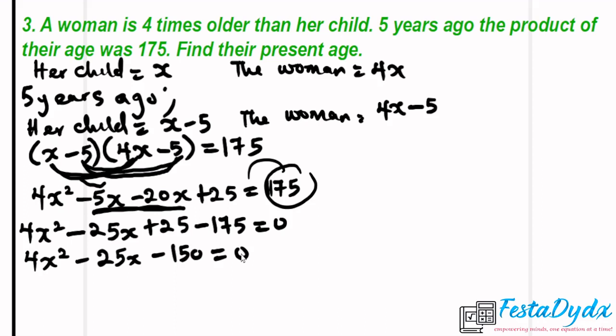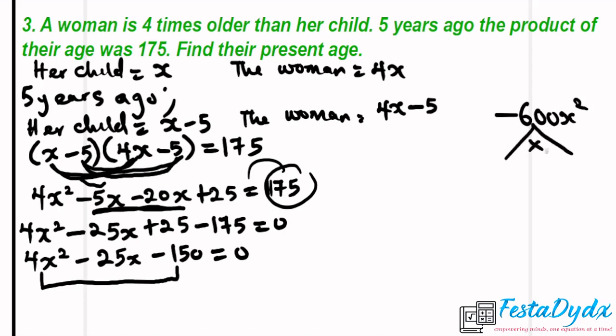So let's use the factorization method also. This times this will give me minus 600x squared. So I won't be wasting our time. I'll just bring out the two factors I worked out for us. The two factors are 15x and 40x. 15 times 40 is 600. So I'm going to put a plus sign here and a minus sign here because plus times minus must give us minus.